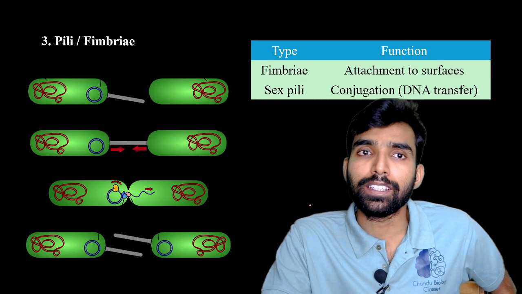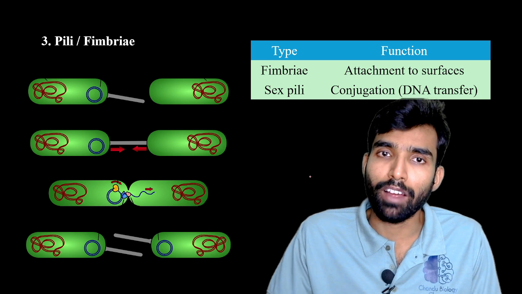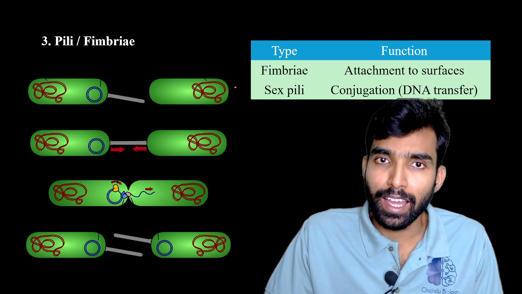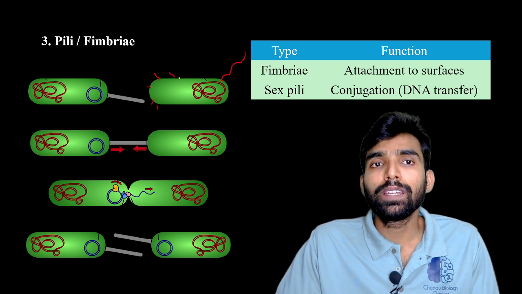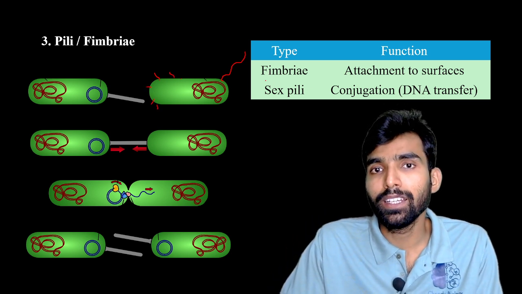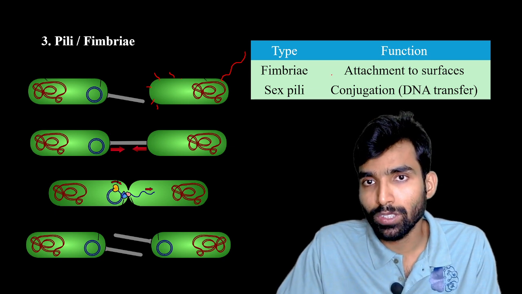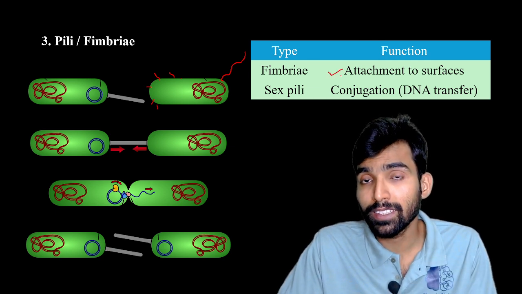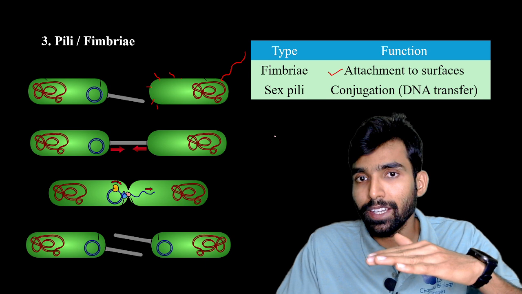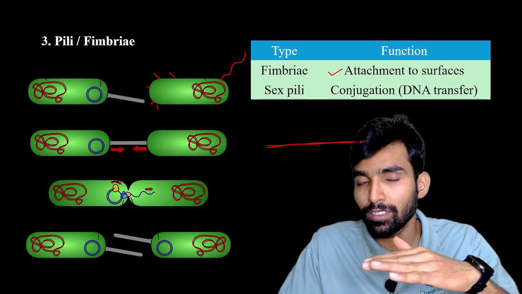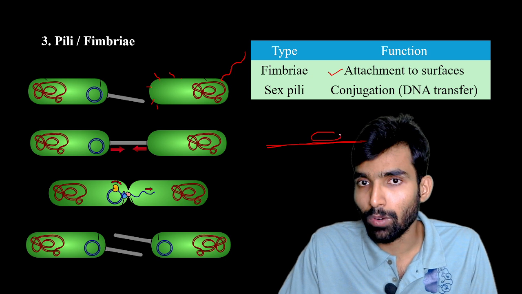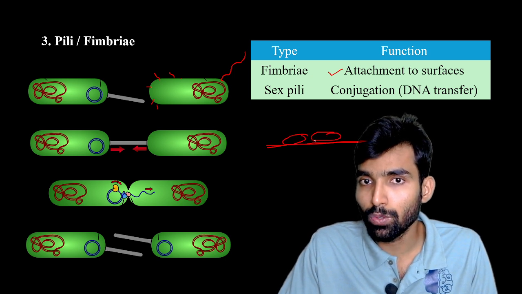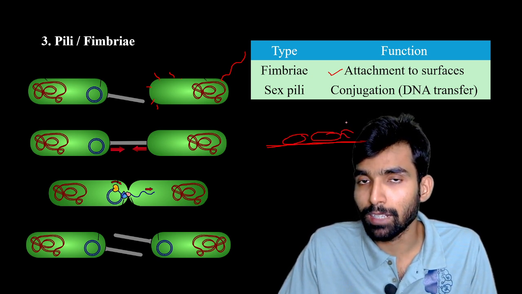Then comes the pili or fimbriae. Those are small appendages. Let's say this is the bacteria, and this is the flagella, but pili will be quite shorter, right? So pili or fimbriae are for attachment to a surface. The main role of the pili is the attachment with any kind of surface. Let's say this is a glass surface, or it can be any plastic surface. Now the bacteria want to adhere here. So the bacteria will need the help of the pili.